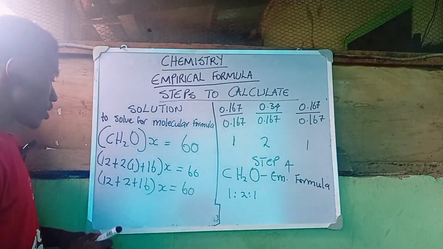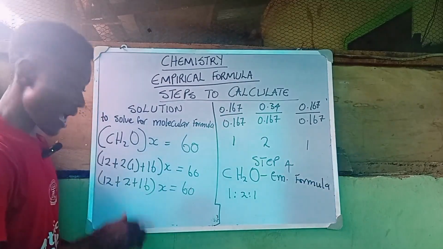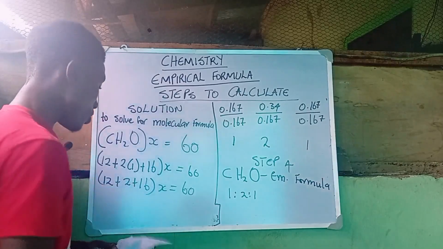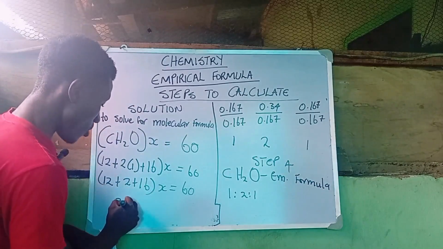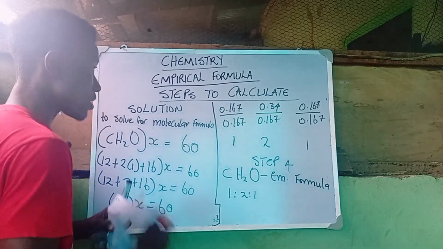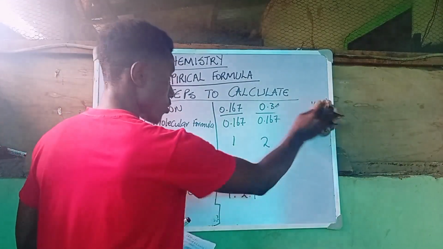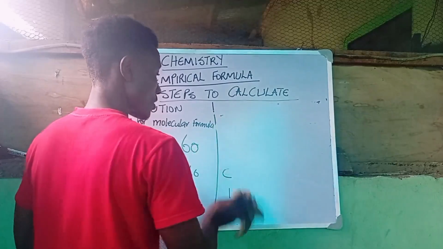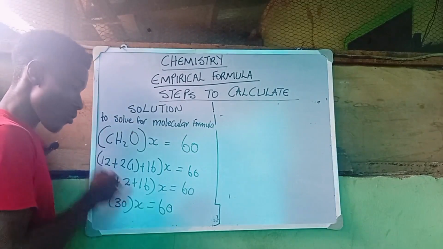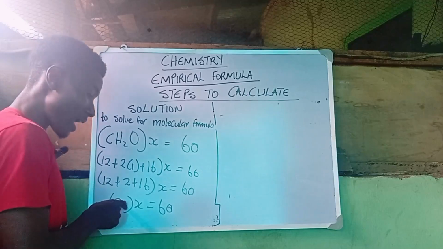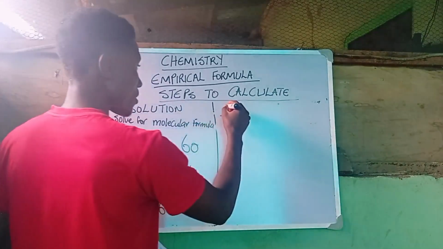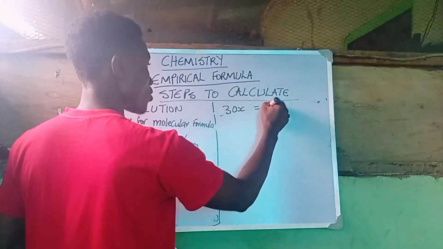So let's see how we are going to add. We say 12 plus 2 plus 16, which gives us 30. So this is our 30X equals 60. But we are not yet done, because we are moving one step at a time. Now we have 30 in brackets, X equals 60. This means we multiply this 30 with this X. 30 times X gives us 30X equals 60.